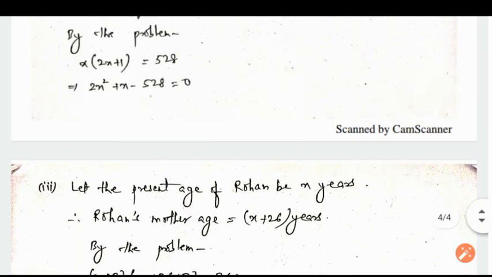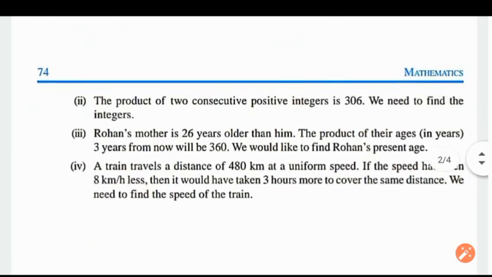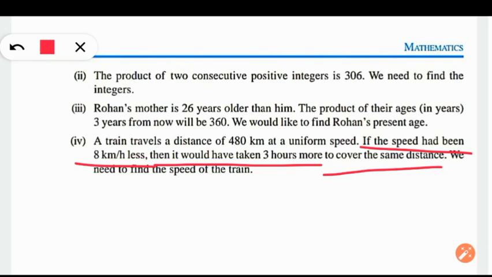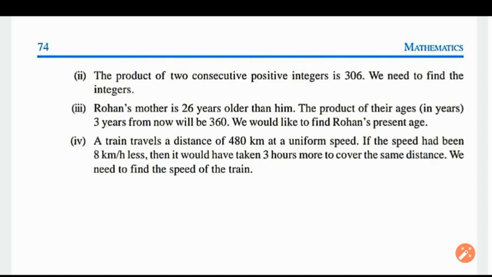Now the last sub part, number 4. So in this we have a train that travels a distance of 480 kilometers at a uniform speed. Distance is 480, not 180, sorry, 480 kilometers. If the speed had been 8 kilometers per hour less, then it would have taken 3 hours more to cover the same distance. It is obvious, when the speed is less, time taken will be more. We need to find the speed of the train.